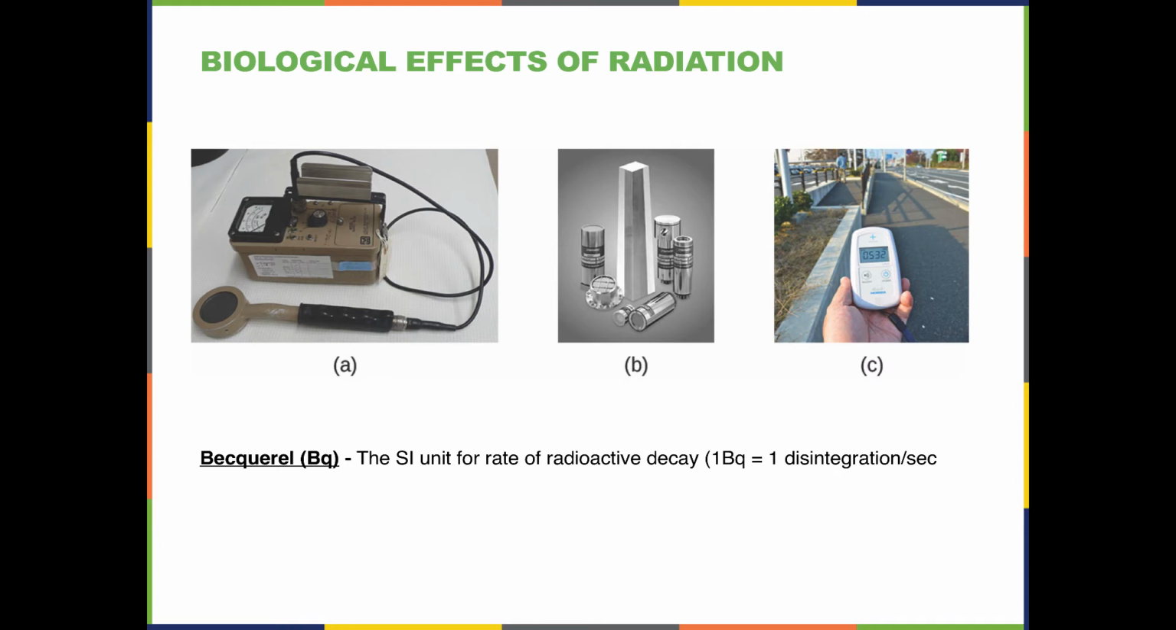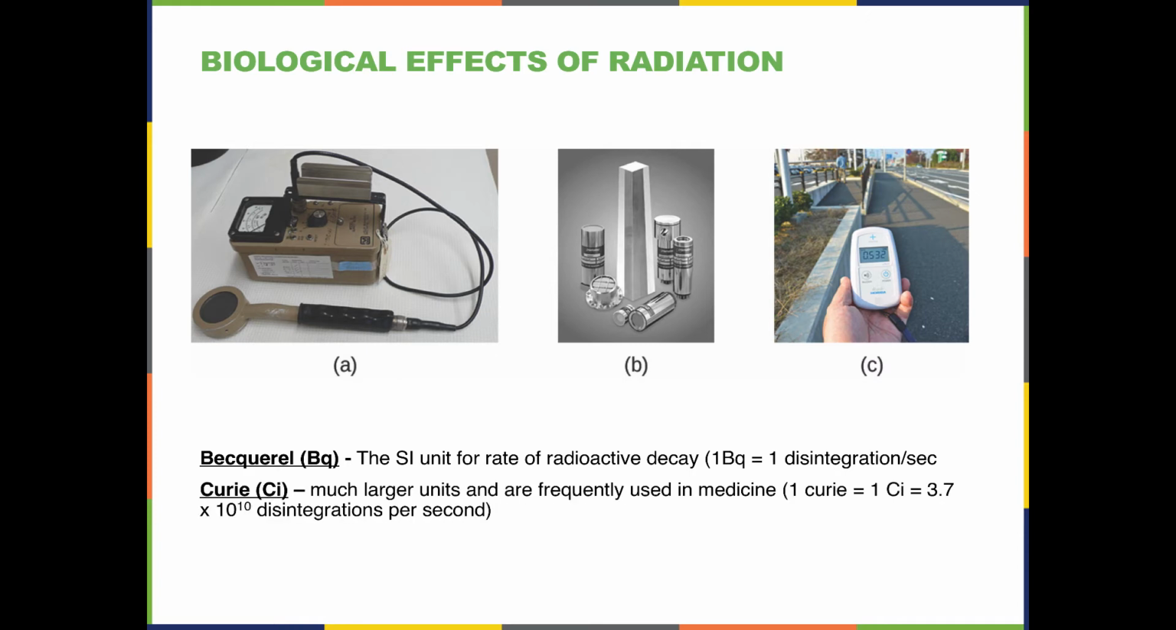Now, the measurement of radioactive decay is in something called a becquerel, and a becquerel is 1 disintegration per second. A curie is a much larger unit, and it's what we usually use in medicine. It's 3.7 times 10 to the 10th becquerels. So radiation absorbed dose, or RAD, is equal to 0.01 joules per kilogram of tissue. So when you hear people talking about so many rads of radiation, this is what they're talking about, the amount of energy absorbed from the radiation.